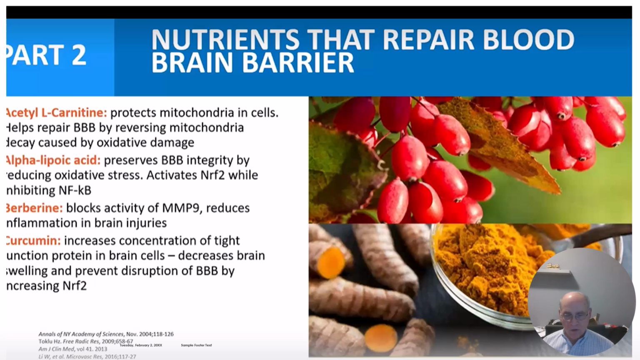It increases the concentration of tight junction proteins in the brain, decreases brain swelling, and prevents disruption of the blood-brain barrier by increasing NRF2. So NRF2 is derived really from sulforaphane. So it's very important for recycling antioxidants because you're generating so many free radicals every second. What this NRF2 pathway cycle does is it helps the body regenerate antioxidants that have been used up, and it helps to recycle them so you get more use.